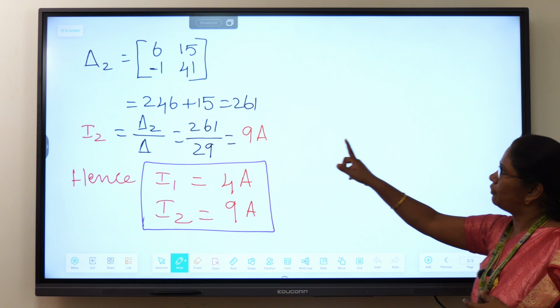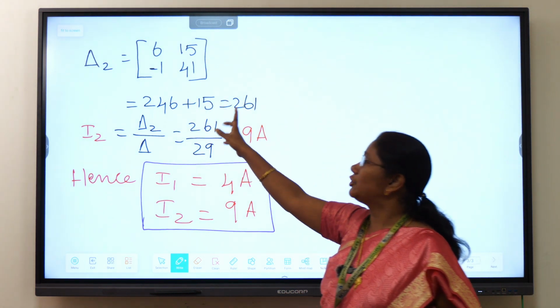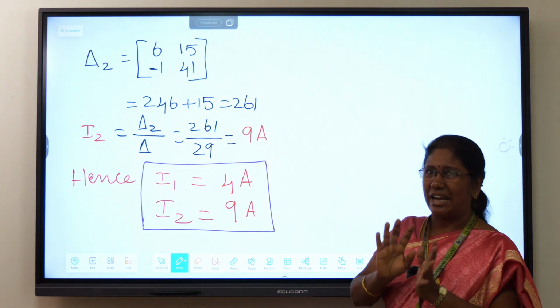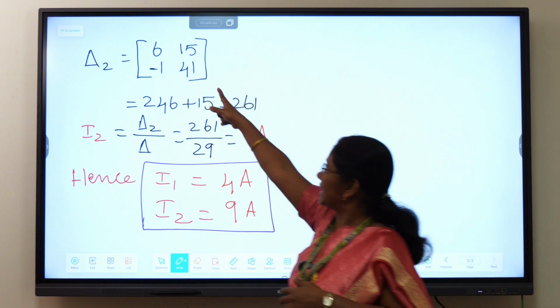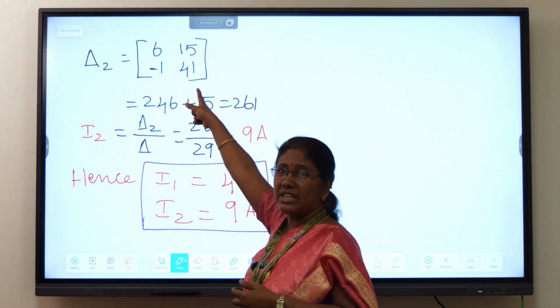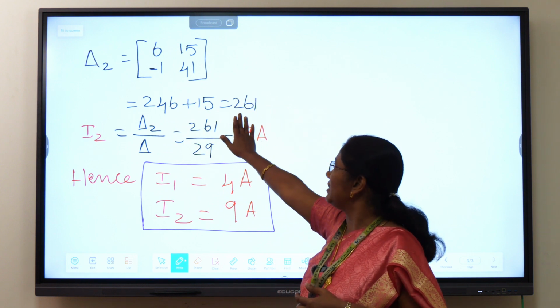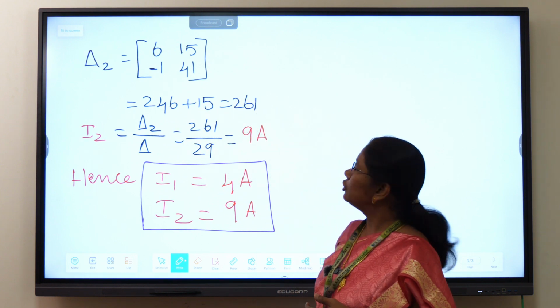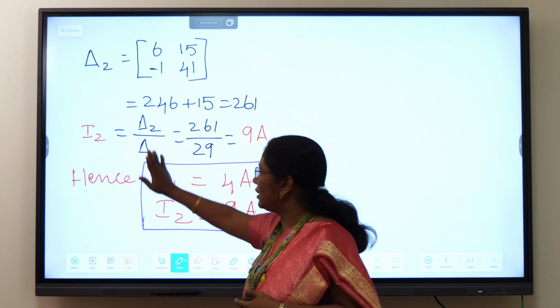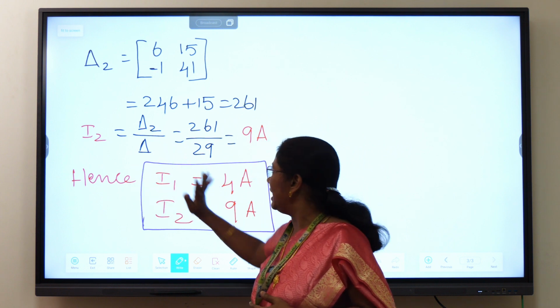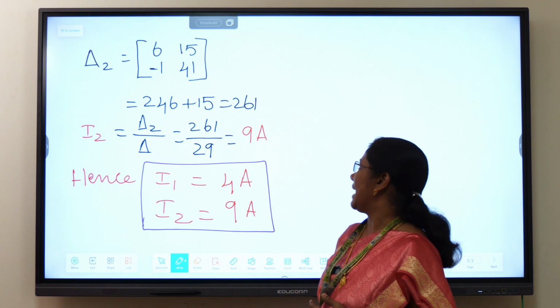Similarly, we have to find del 2. For del 2, we have to replace the second column of the del matrix. The second column, 5 and minus 1, has been changed to 15 and 41. If you find the value for this, you will get around 261. To find I2, it is del 2 divided by del, which will give around 9 amps.